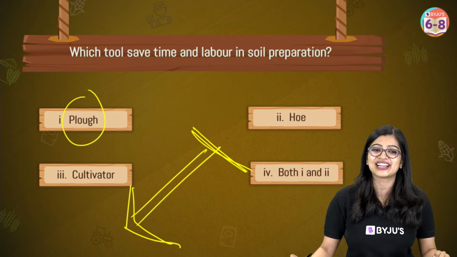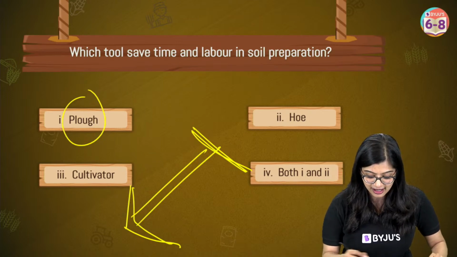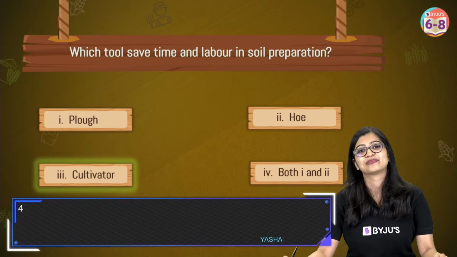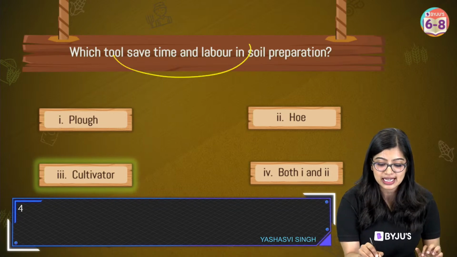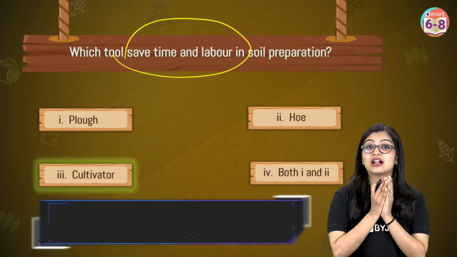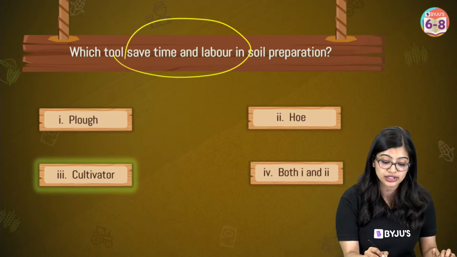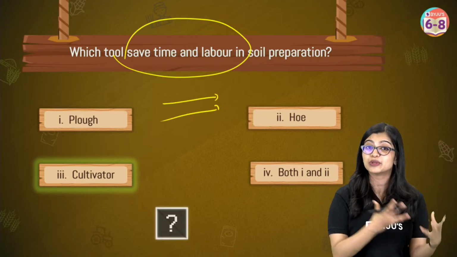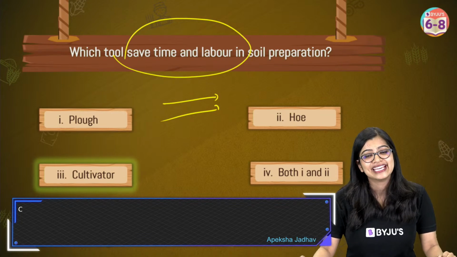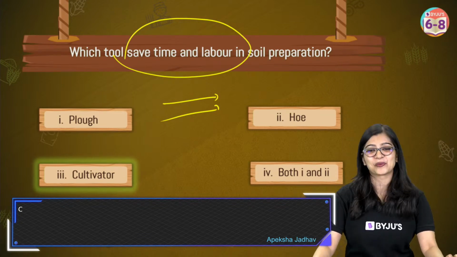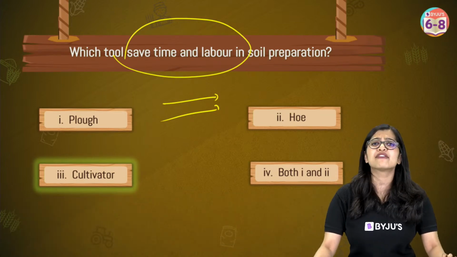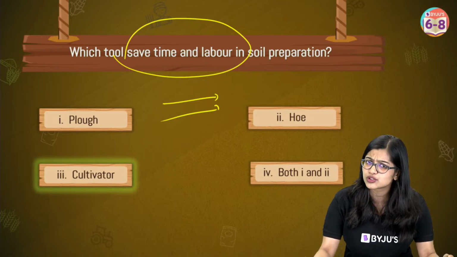Yes, very good guys, very good. It is the cultivator that is there. This helps in saving time and labor, because we see that the cultivator helps in taking, or the tractor, or there will be a machine attached that will help in it. Yes, wonderful guys, wonderful. So with this we have covered preparation of soil.